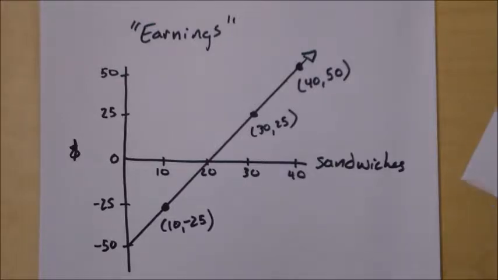Think about it, right? How many dollars does she have in earnings when she has sold 0 grilled cheese? Well, she has negative $50, right? Because she spent $50 to get the supplies. How much money does she have after she sold 10 grilled cheese sandwiches? Well, then she has negative 25, right? Because she's got $25 in the register, but she already spent 50. So negative 50 plus 25 is negative 25.